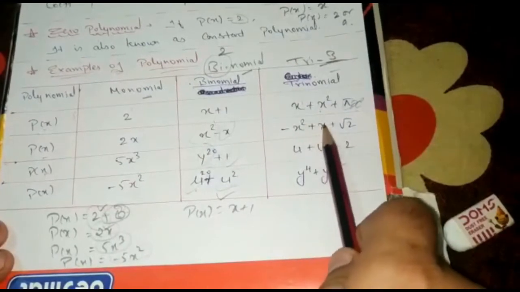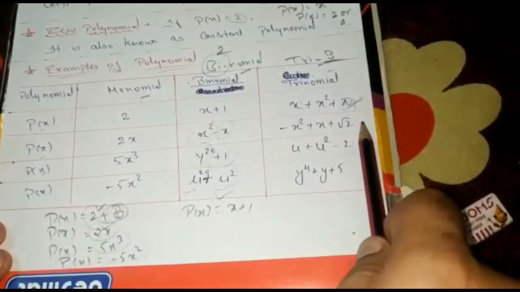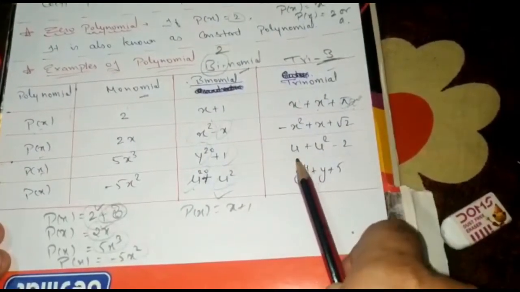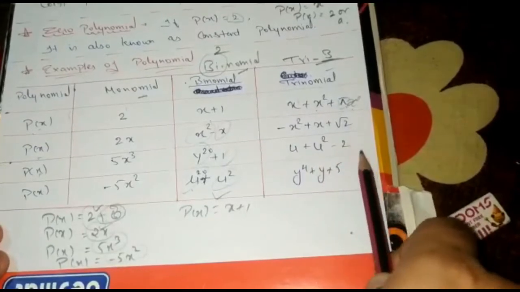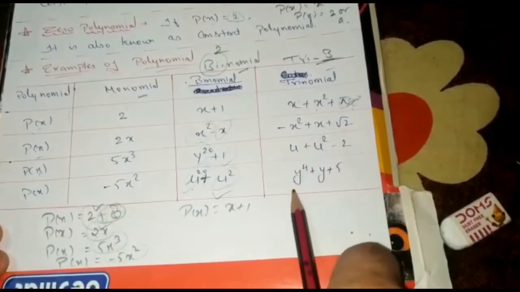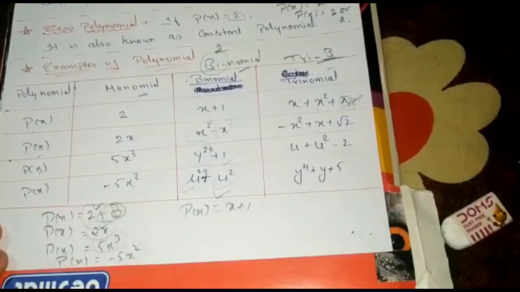Minus 2x square plus x plus root 2 is again a type of trinomial equation. U plus u square minus 2 is a type of trinomial equation, and this is also an example of a trinomial equation.